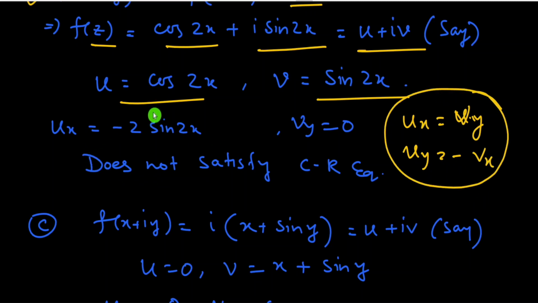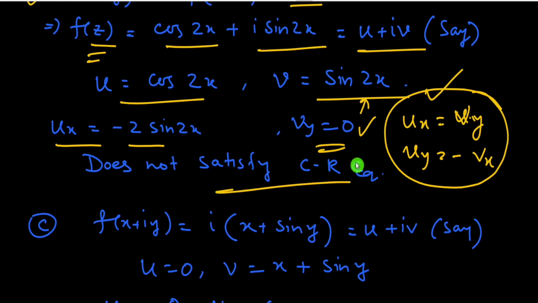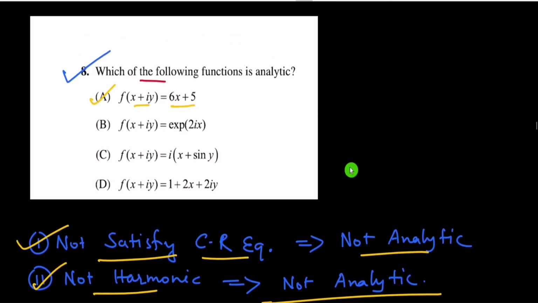Now we have to check whether the function f satisfies the Cauchy-Riemann equation or not. If not satisfied, then it is not analytic. Therefore ux equal to minus 2 sin 2x, but vy equal to 0. There are no terms of y, so this gives 0. So ux equal to vy does not hold, therefore it is not analytic. Therefore options A and B are incorrect, not analytic.